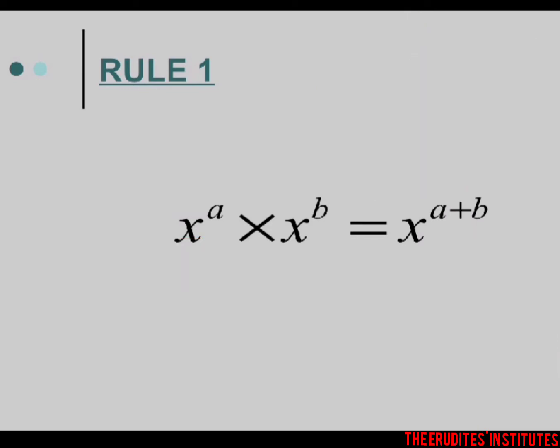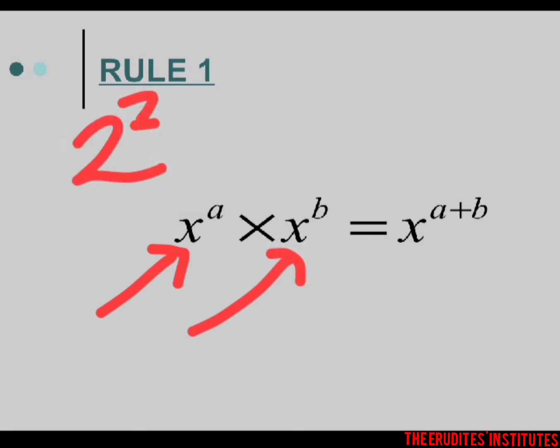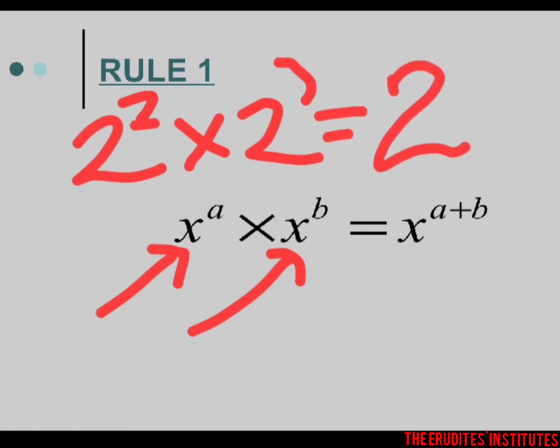So for these rules to work, the base we have here would have to be the same. That is, if you have 2 raised to the power 2 multiplied by 2 raised to the power 3, then this rule will work. What we do is we have 2 raised to the power 2 plus 3, and that will give us 2 raised to the power 5. The base would have to be the same. We have 2 here, 2 here.